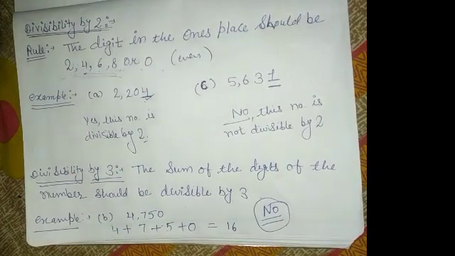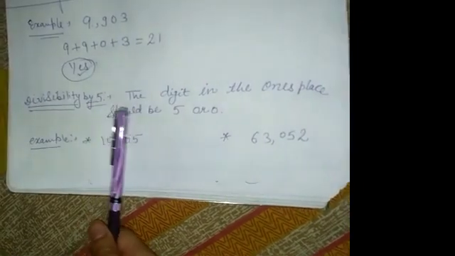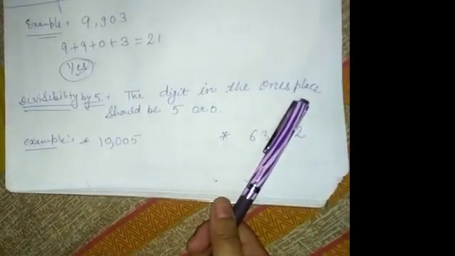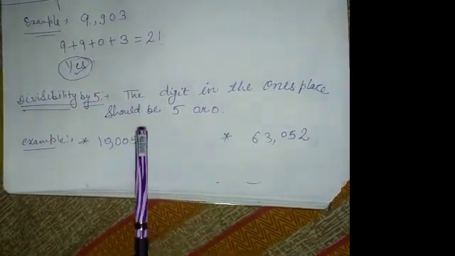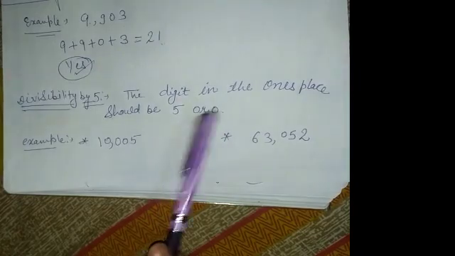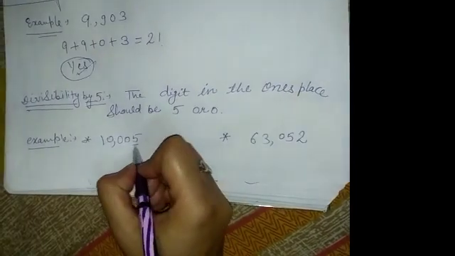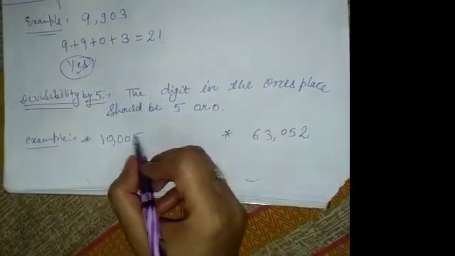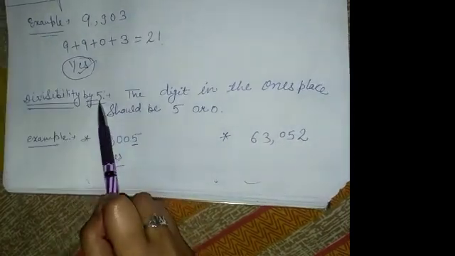Let's take one more example. 1903. Firstly, add these digits. I've added here, I got 21, and yes, 21 is divisible by 3. Divisibility by 5. The digit in the ones place should be 5 or 0. Means the last digit, the ones place digit, should be either 5 or 0. Let's take this example. Let's check the ones place digit. That means last digit 5. If it is 5 or 0, we can say yes, this number is divisible by 5.